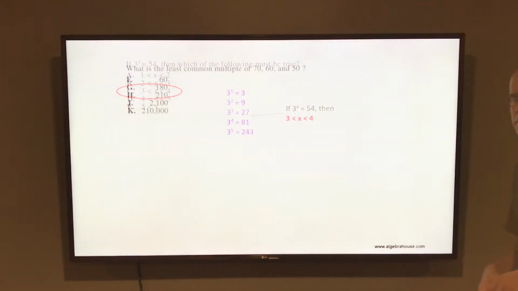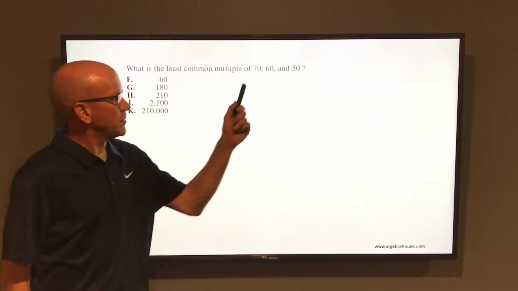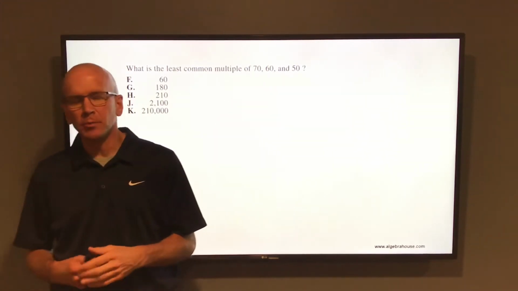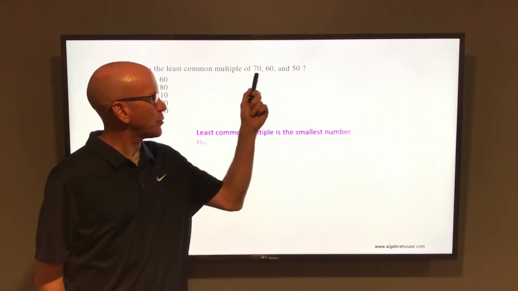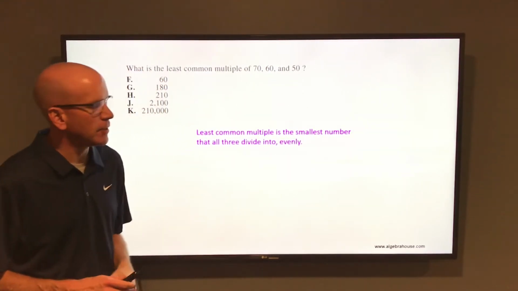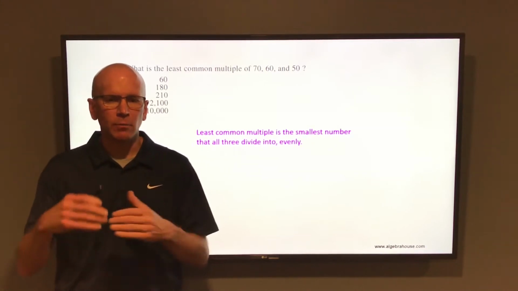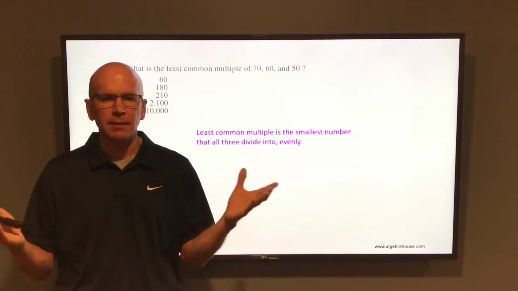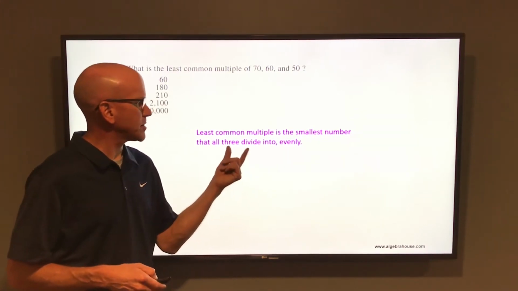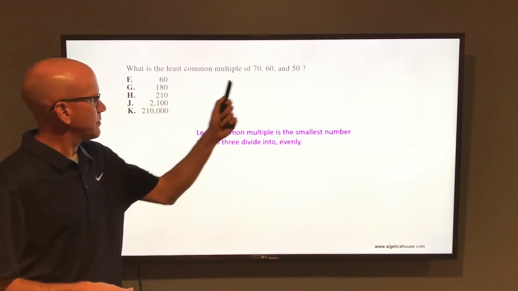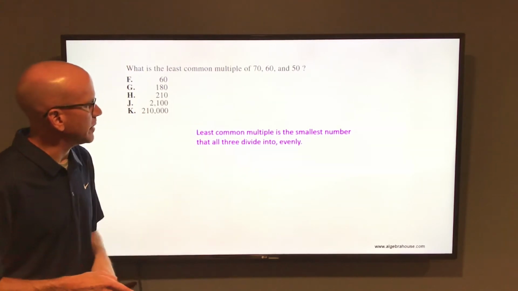Letter C. What is the least common multiple of 70, 60, and 50? Least common multiple, don't forget what that is. It's the smallest number that each of those three divide into evenly. If you're dealing with fractions where you're dealing with the least common denominators, that's the same concept as the least common multiple. So we're looking for the smallest number that each of these three divide into evenly.